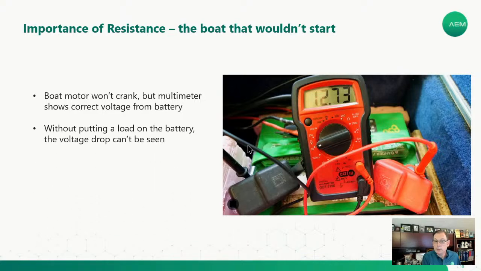And without putting a load on the battery, you really can't see that voltage drop. In this case, when you're measuring with a multimeter, you don't have a load on there. You're not having power demanded from that voltage source, that battery, so you don't see that drop. You don't see the drop just measuring it with a meter.